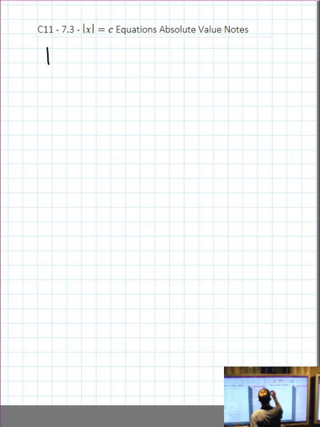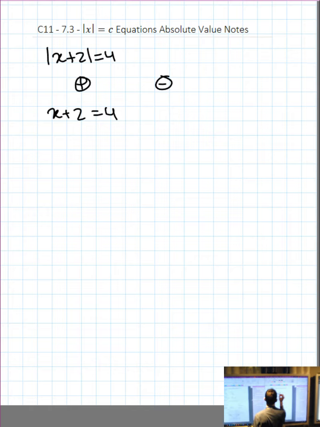So let's go for the absolute value of x plus 2 equals 4. We're going to do the positive case and the negative case. So as we know now, the positive case just stays: x plus 2 equals 4. The negative case will distribute a negative into the absolute values like brackets.